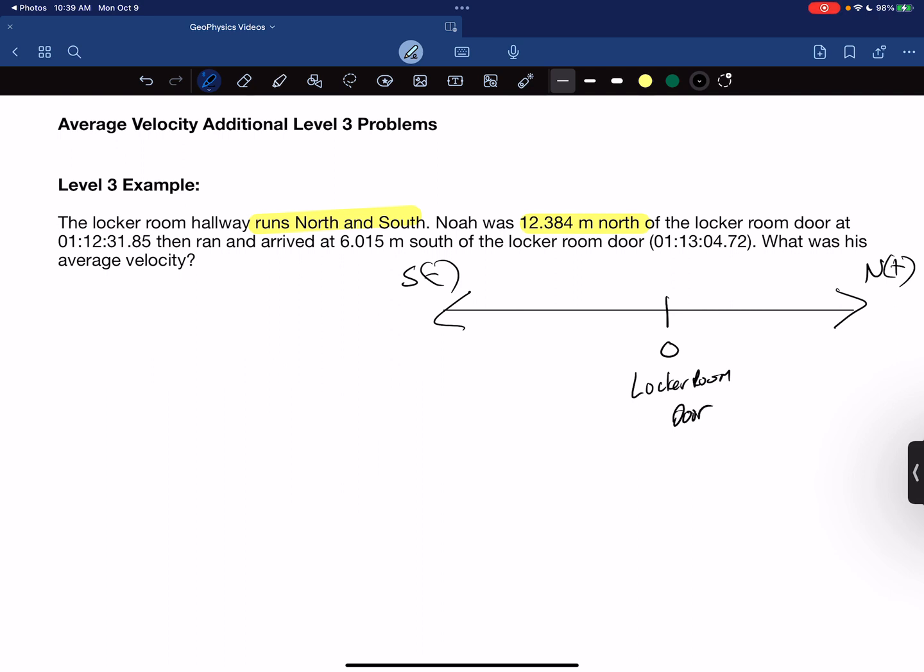And he starts 12.384 meters north. And he ends up 6.015 meters south. And his direction of motion is this way. We're told that his time here is this. And he ends up over here at this time.